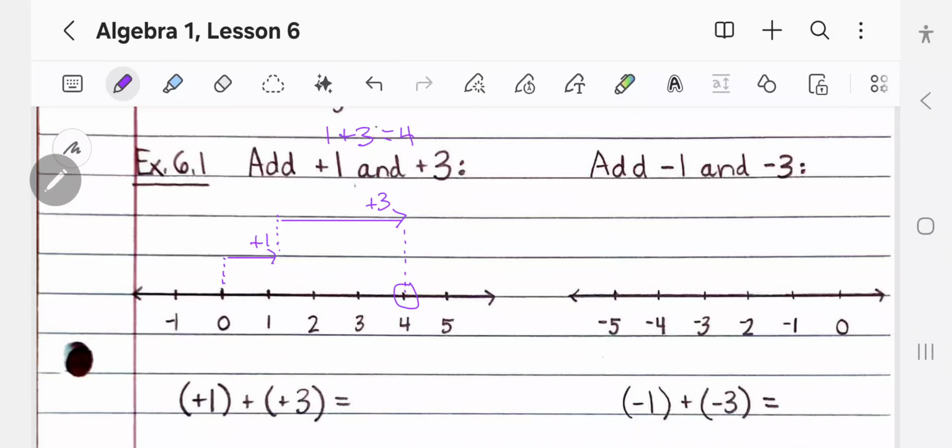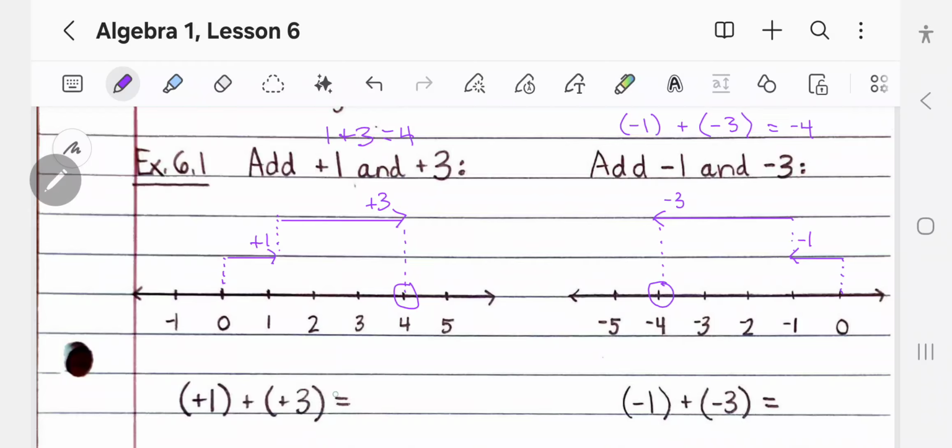All right, now what if I add -1 and -3, which would look like this, -1 plus -3. I do the same thing. I start at 0, the origin, and I'm going to go this time, though, 1 in the negative direction. And then I'll pick up from that spot and go 3 more in the negative direction. And that leaves me at -4. So this answer is -4.